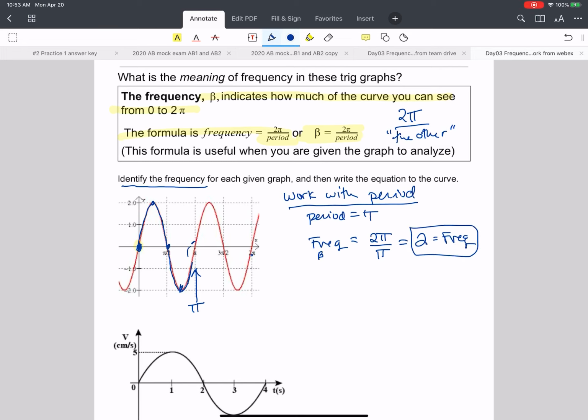Okay, and that makes sense. Some people look at it and they're like, yeah, Mrs. Grace, whoever, I graph 2 full curves by the time I get to 2 pi. If you see that, that's fine too. You don't have to write all this. This is just to help you, okay?